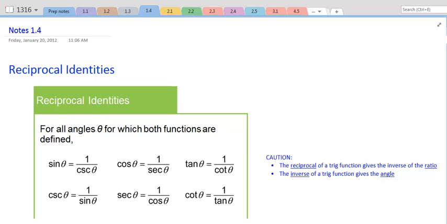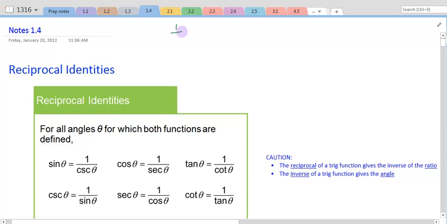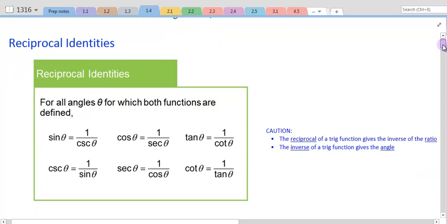We're going to begin this section talking about the reciprocal identities. But first let's review what a reciprocal is. Remember, you learned that the reciprocal of a number, let's say the reciprocal of 1/3, would be simply that number flipped, or in other words, 3 over 1. So we're going to apply that knowledge of reciprocals to trig functions here.